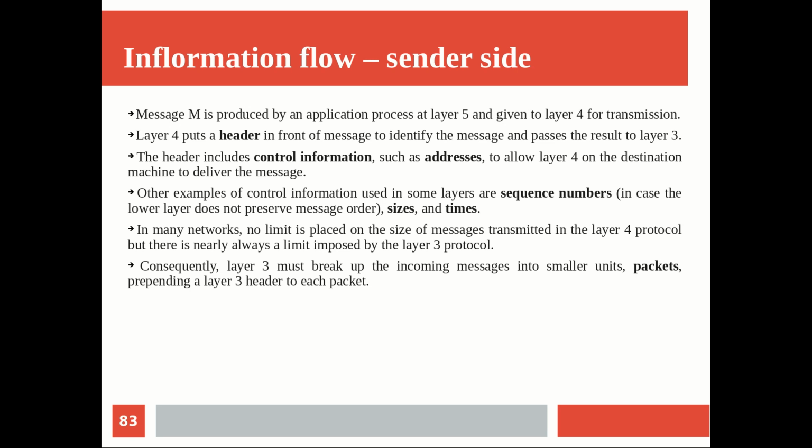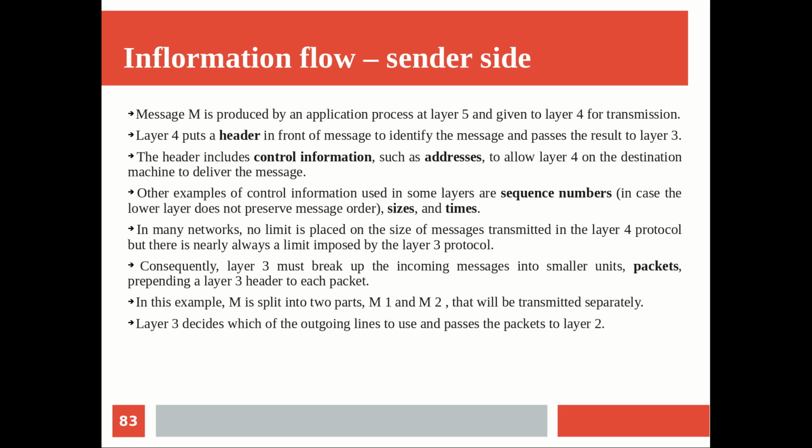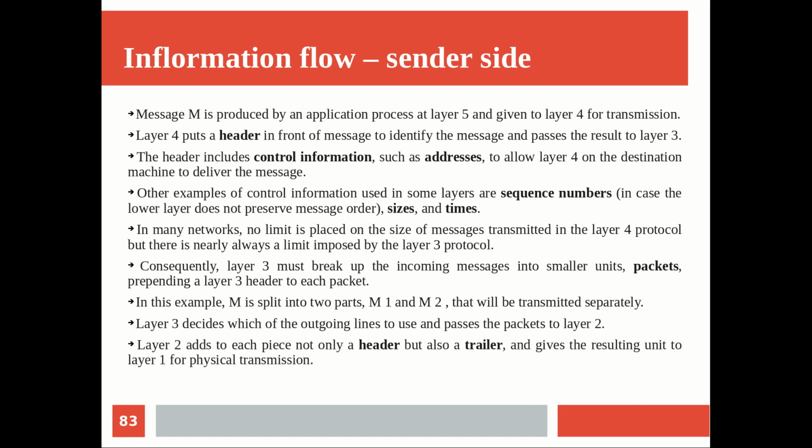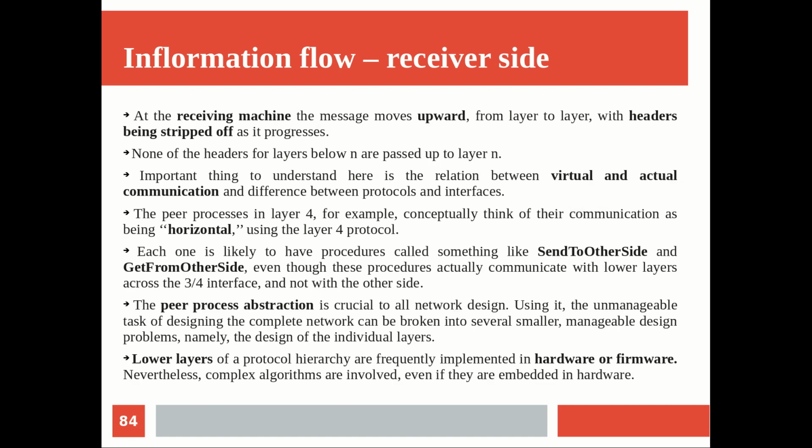If that is the case, it is going to divide it into small units. We can call it a packet in general, but the name may be frame or segment at a different layer, when it comes to a practical protocol that we will see later, depending on layer 3 header to each packet. So in this example, M is divided into M1 and M2, and that will be transmitted separately, and layer 3 decides which of the outgoing lines to use and passes it to layer 2. Maybe the routing or forwarding decision can happen at layer 3, whatever it is. So layer 2 adds not only a header but also a trailer to each piece, that is what we saw as H2 and T2, and gives the result to layer 1 for the physical transmission.